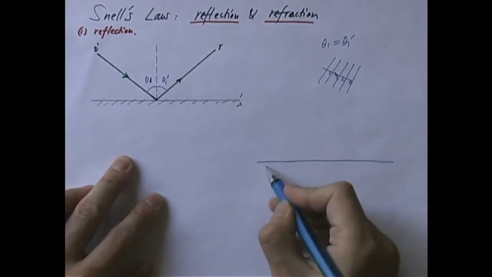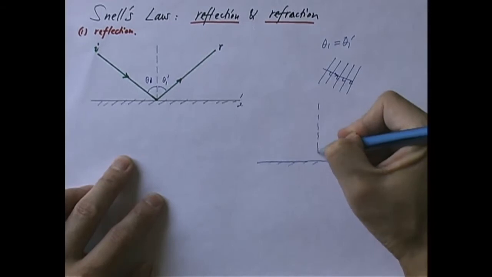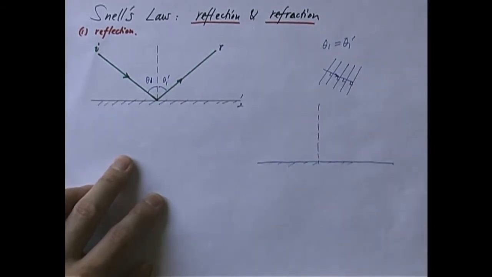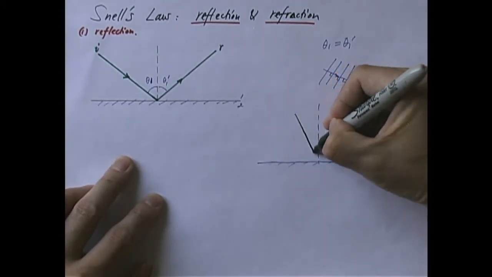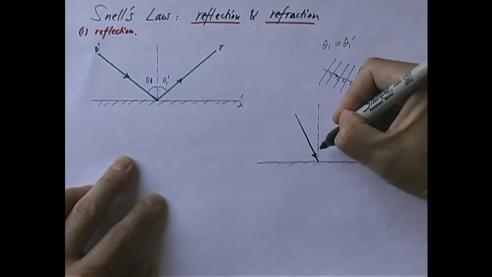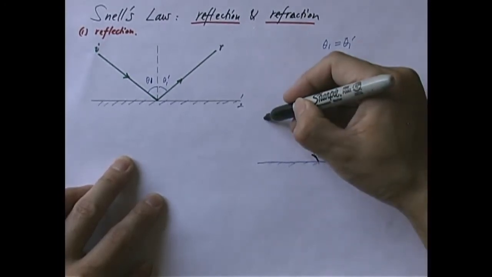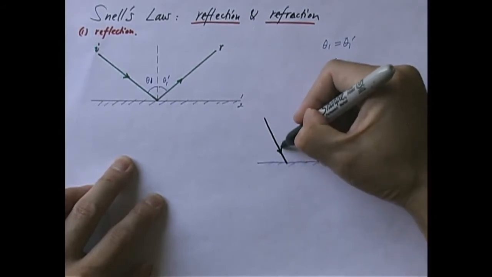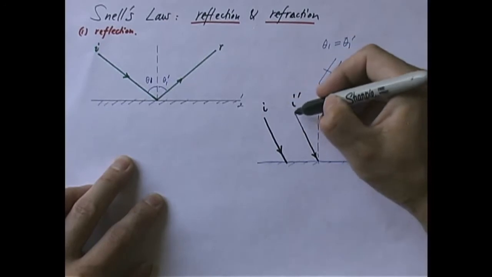This is the border between 1 and 2. Normal line here. I'm going to draw one beam first. Incident light. Here's one beam. And I'm going to draw another beam parallel to it. So we can call it I and I prime, right? They're parallel to each other.